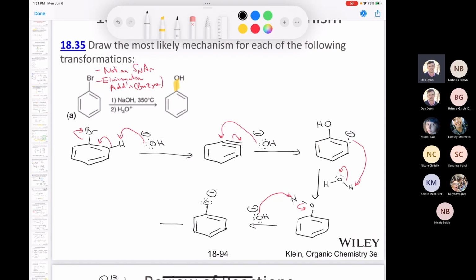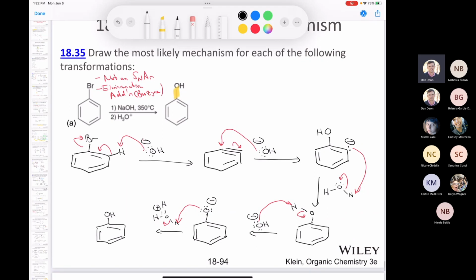And then in the second step, that's the workup. So now we're on the second step. We treat that with H3O+. So let's write out some H3O+, like this. And now we're going to do the proton transfer, like that. And that gives us the desired product. That gives us our phenol. Kind of a neat mechanism. Pretty interesting chemistry, too. You know, an elimination-addition.